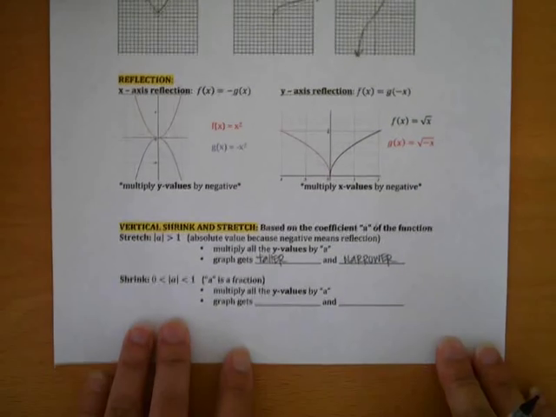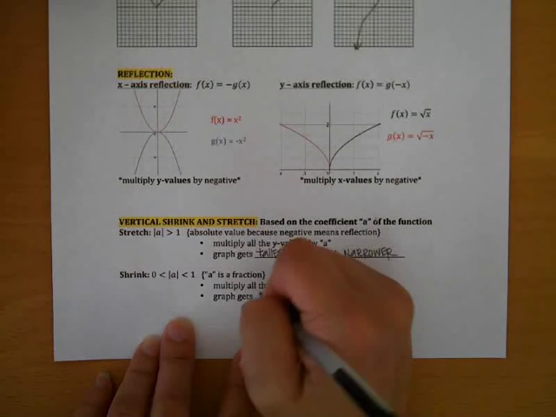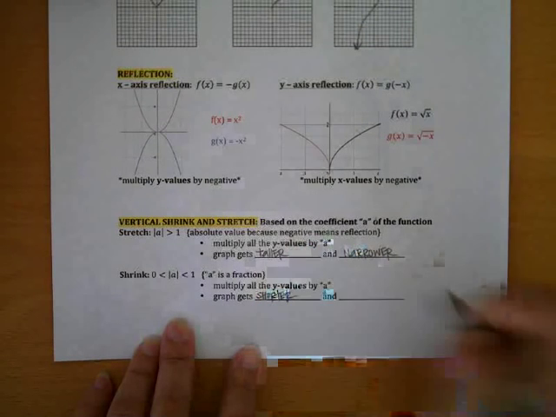If the coefficient in the front is a fraction, so between the numbers 0 and 1, you multiply again all the y values by that a. The graph is going to get shorter and wider.